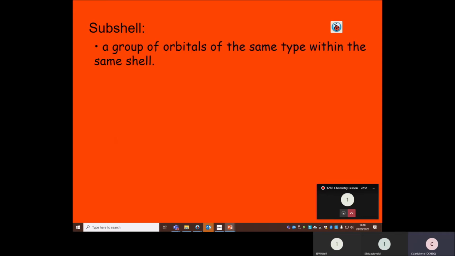So we say that a subshell is a group of orbitals of the same type within the same shell. So your 3 p orbitals in the same shell make the p subshell. An s subshell, there is only one s orbital in each shell anyway, so an s subshell is just one s orbital. It doesn't do anything exciting.